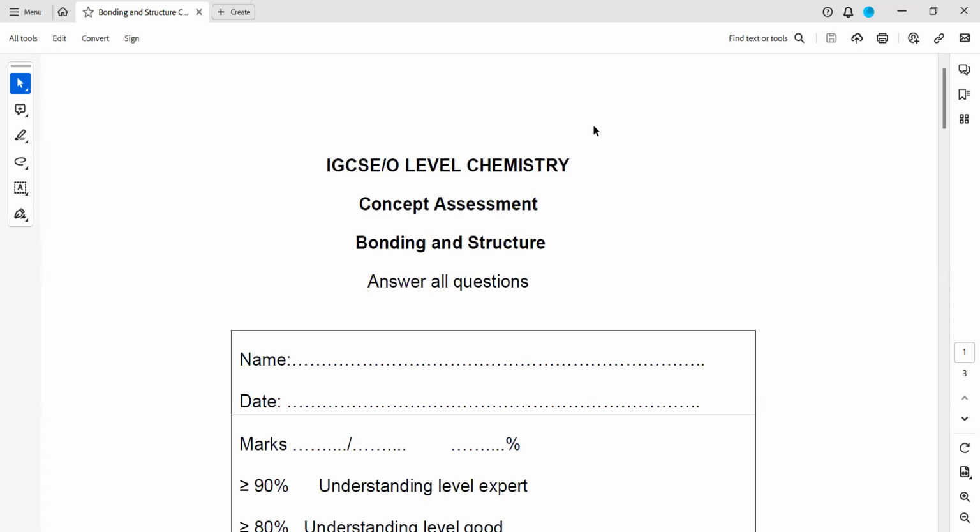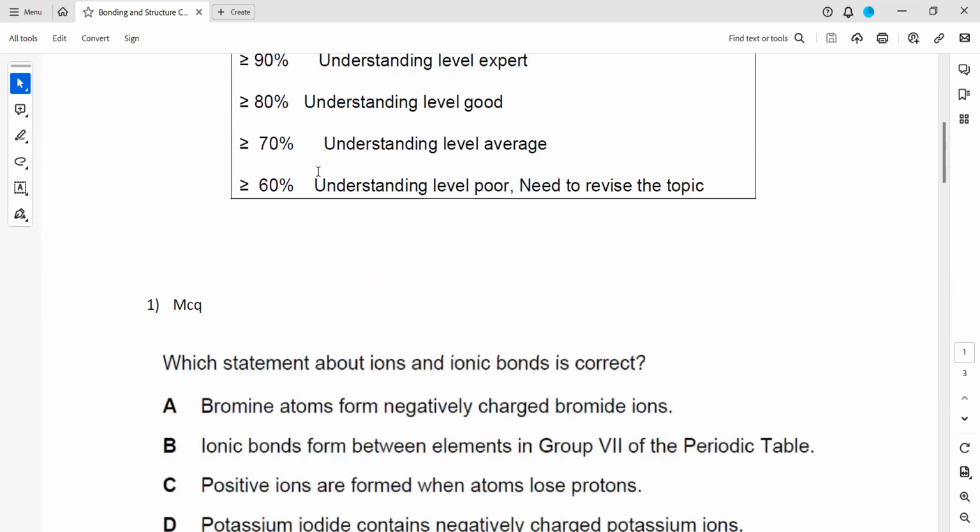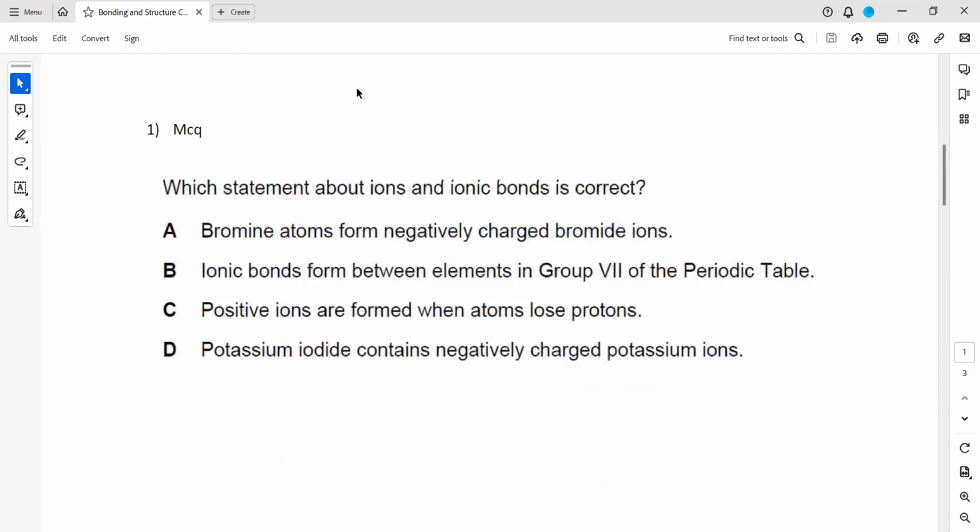So this was a pop quiz which was related to bonding and structure. In the first question, which statement about the ions and the ionic bond is correct?